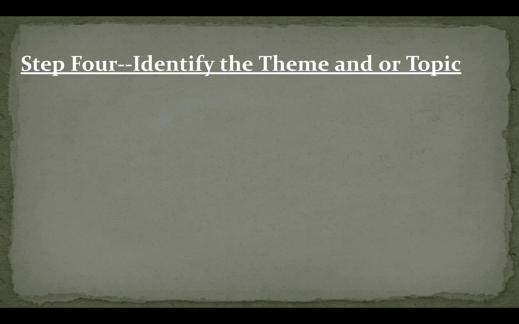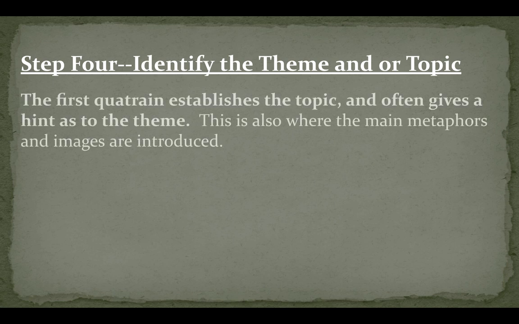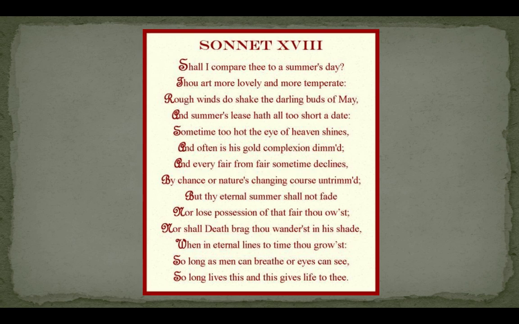All right, step 4 is to identify the theme and or topic. This might be something that you get an initial idea about when you first start reading it, and then you can start getting a better feel as you read through it more. So the first quatrain establishes the topic, gives a hint to the theme, and it's also where the main metaphors and images are introduced. So let's take a look. We've got our first quatrain, and taking a look at the first 4 lines, let's see, what is this about?